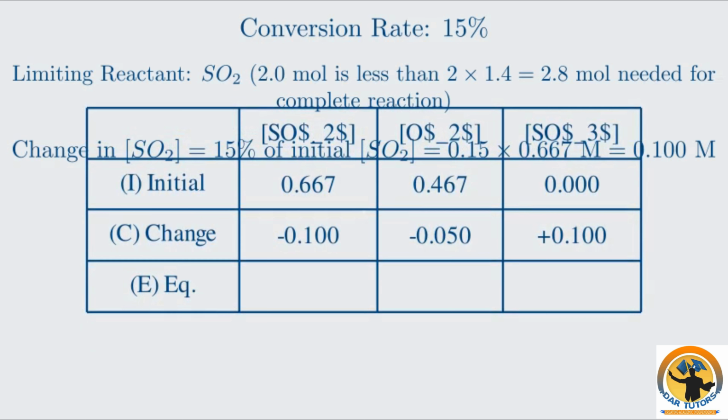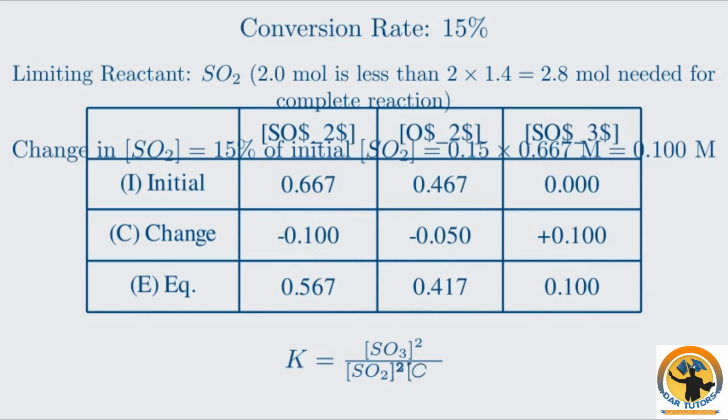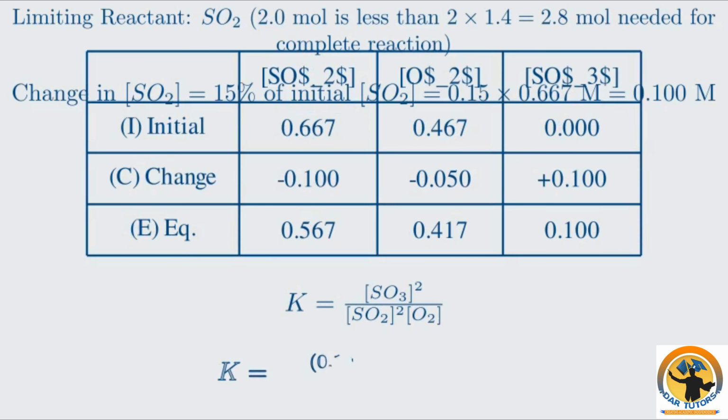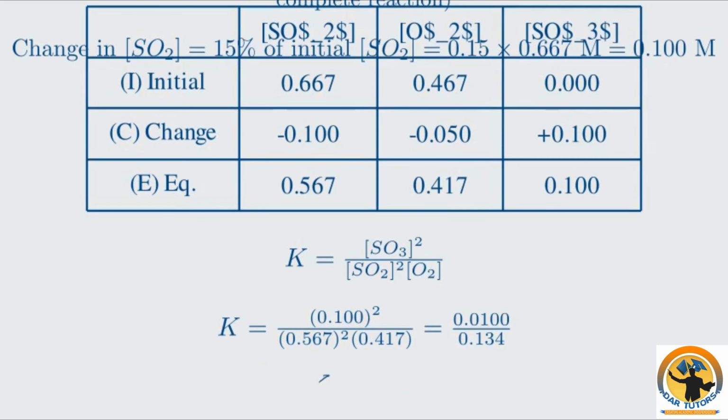We calculate equilibrium concentrations. SO2: 0.667 minus 0.100 equals 0.567 m. O2: 0.467 minus 0.050 equals 0.417 m. SO3: 0.0 plus 0.100 equals 0.100 m. Finally, we substitute these into the K expression. K equals SO3 squared over SO2 squared times O2. Plugging in our equilibrium values gives 0.100 squared divided by 0.567 squared times 0.417. This results in an equilibrium constant K of 0.07.